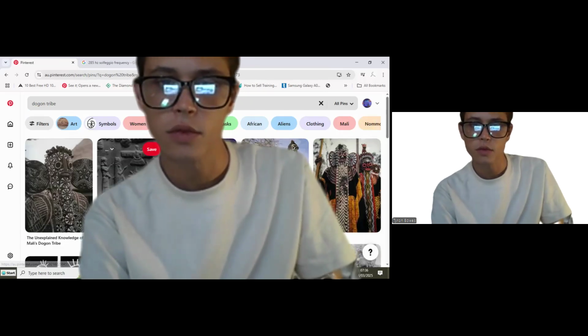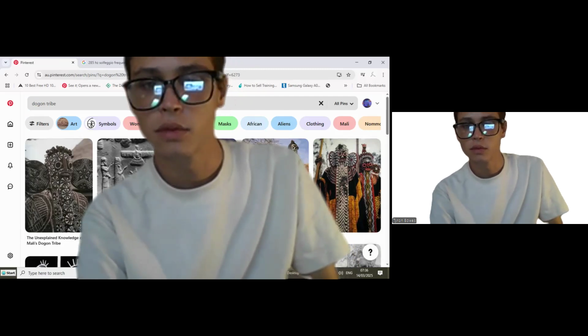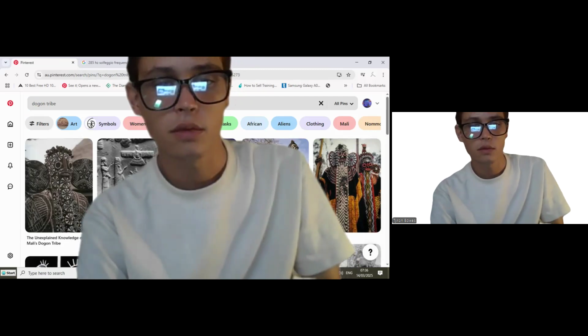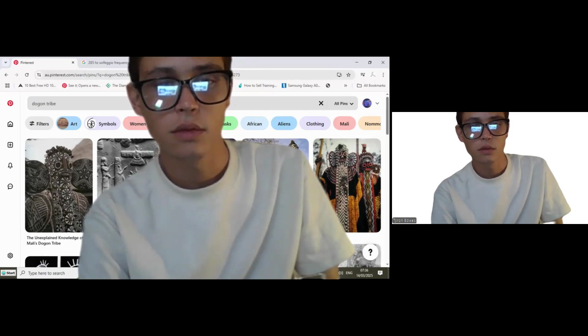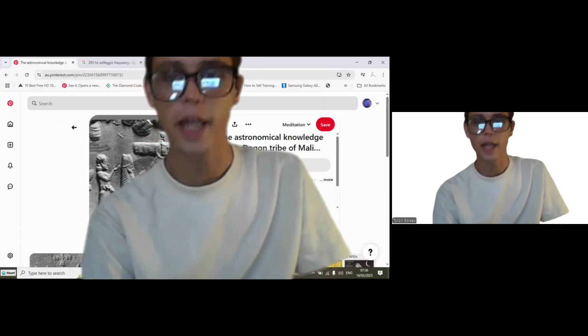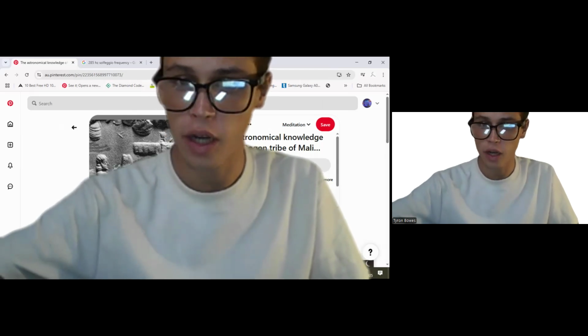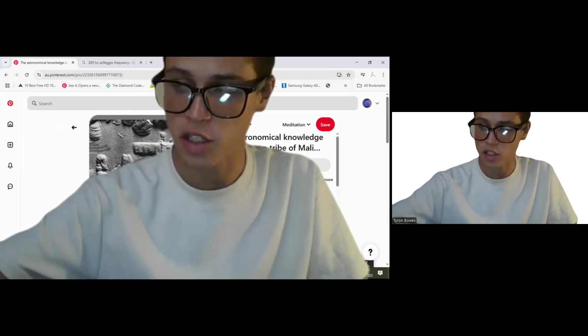Some have speculated that this knowledge was passed down to the Dogon by extraterrestrial visitors from Sirius, known as the Nommo. They're actually dolphin-like amphibious beings who live on like an ocean world in that star system.